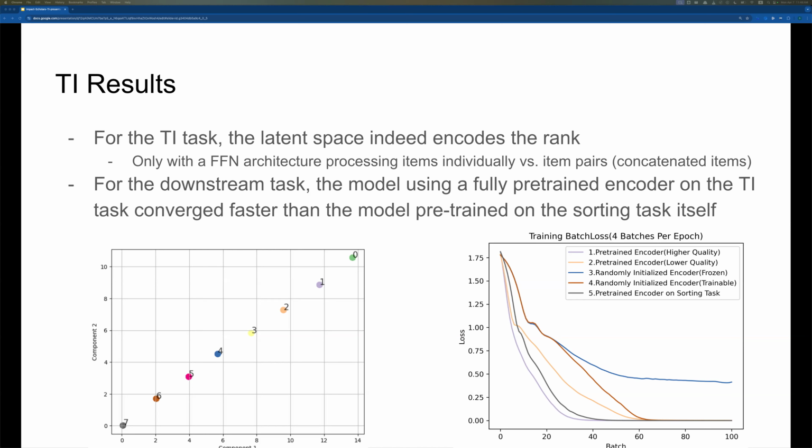For the 5 different models, higher quality means that the TI encoder was trained all the way. Lower quality means that we had some early stopping, only going maybe 50 epochs instead of 100. And as I mentioned before, there were the two randomly initialized encoders, and then we had one more encoder that was pre-trained on the sorting task.